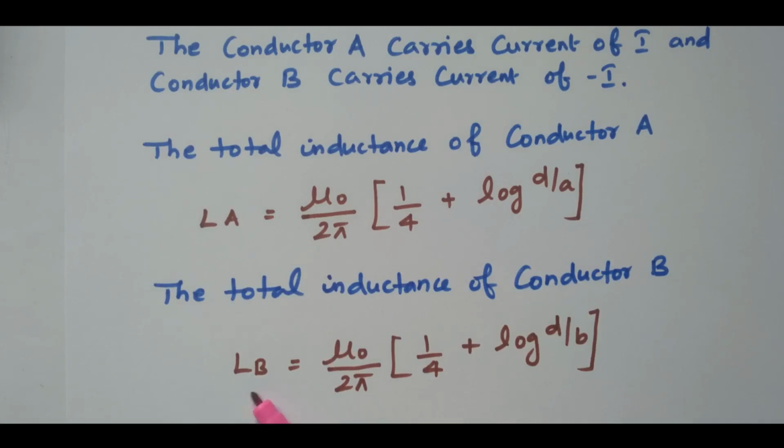Then the inductance of conductor B. Similarly we have mu naught divided by 2 pi (1/4 plus log d by b). What is b? The radius of conductor B. D is the distance between the conductors, right? Now we got the expression for LA and LB. The total refers to inductance due to flux due to the conductor itself and flux between A and B. That's why it is written as total. So the total inductance is LA plus LB. By adding these two we will get the loop inductance of a transmission line.